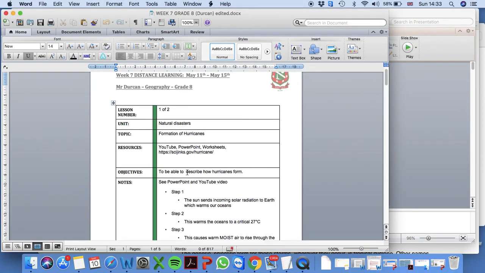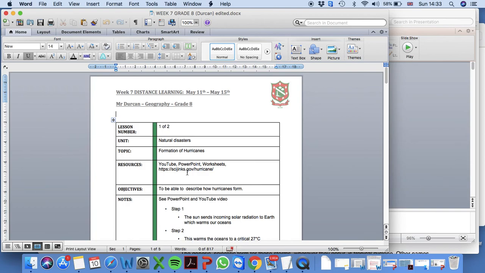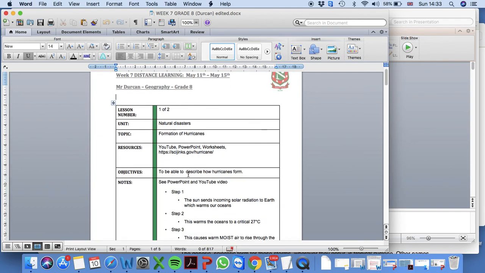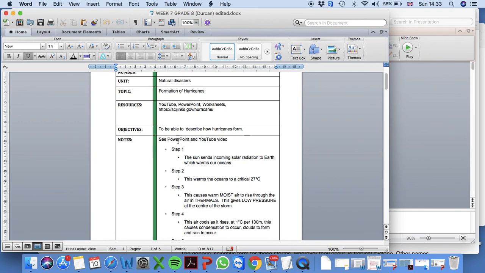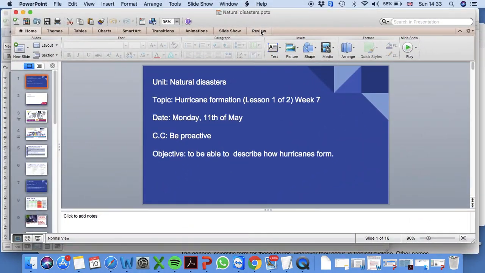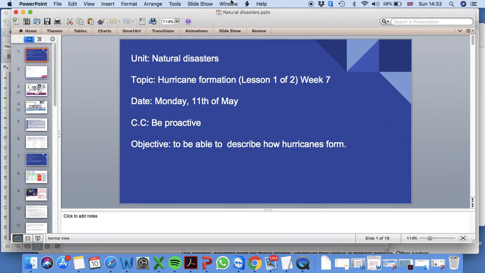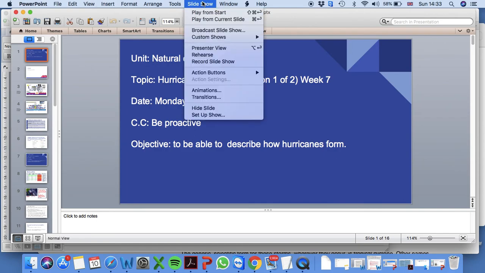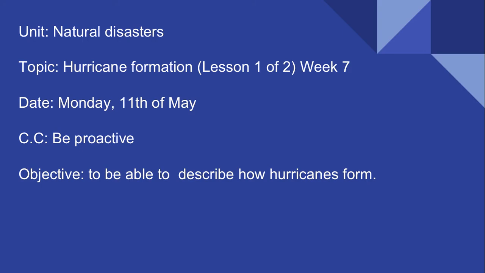So first, we're just going to do lesson 1. If you open up your forecast, we're going to do natural disasters, formation of hurricanes. Go through this video and we'll complete some notes and look at how hurricanes are formed, which is something of very much importance for the Bahamas, and it gives us that little bit of knowledge.